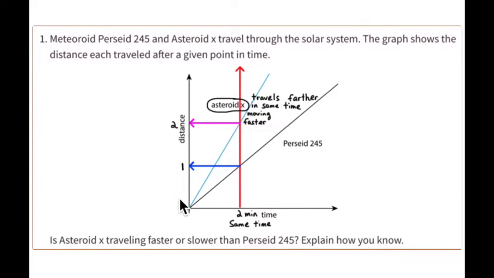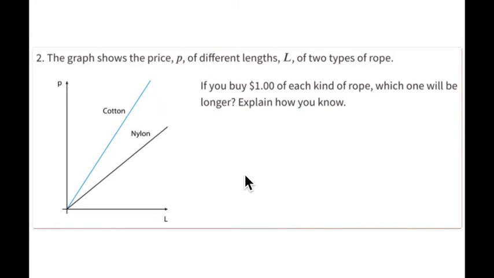So the best way to study these is to draw these graphs, draw the arrows, and talk through with a friend or write about which is faster, which is slower, based on their position compared to equal time or equal distance. All right, so let's look at another example of pricing of rope.